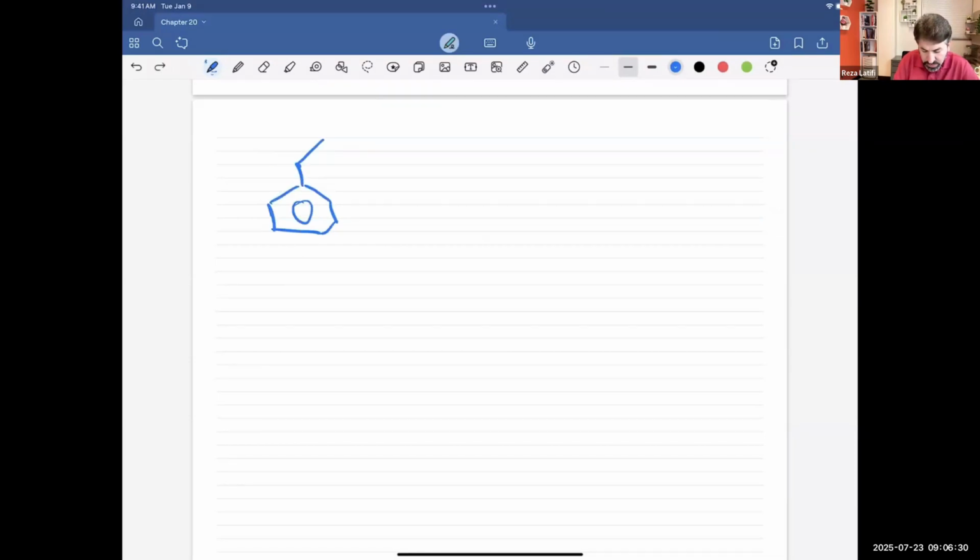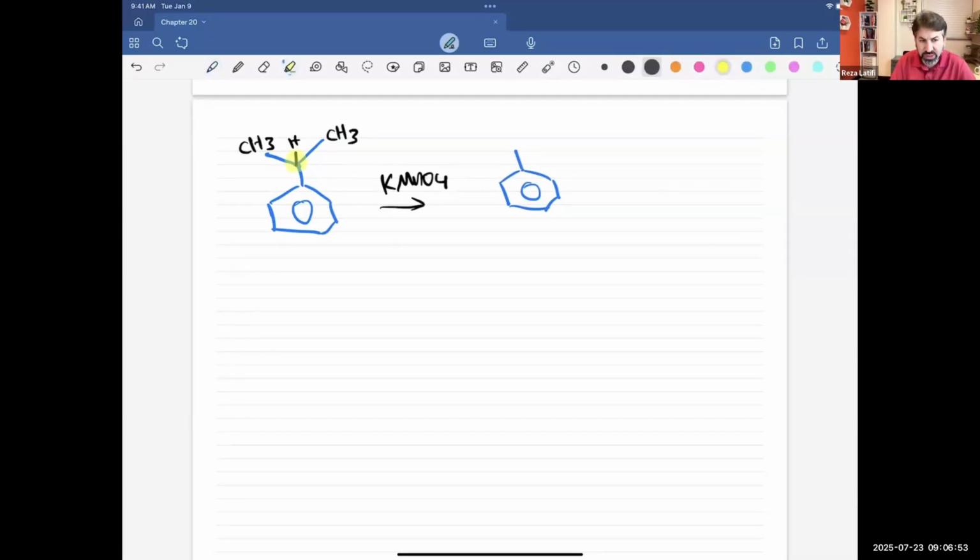Is it possible to oxidize such a molecule? Isopropyl, it has only one hydrogen, the rest are CH3. Is it possible to oxidize this one by permanganate? And the answer is yes, you can oxidize it because there is a hydrogen attached to the benzylic position. So this carbon is going to get oxidized and it will turn to COOH. So the answer is yes. If there is hydrogen atom there, you can oxidize it.